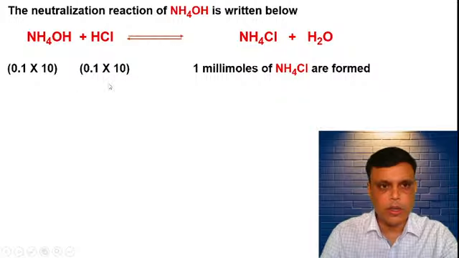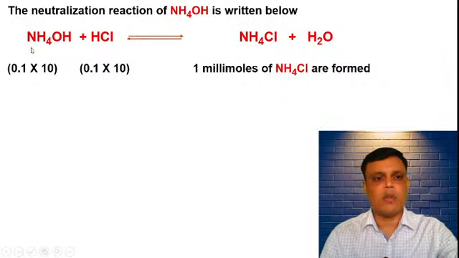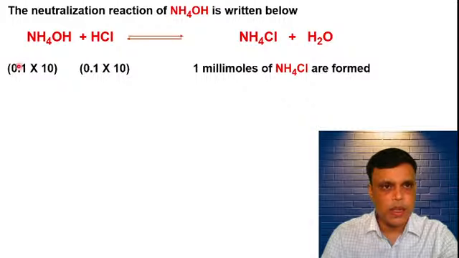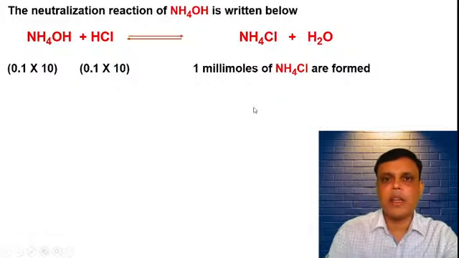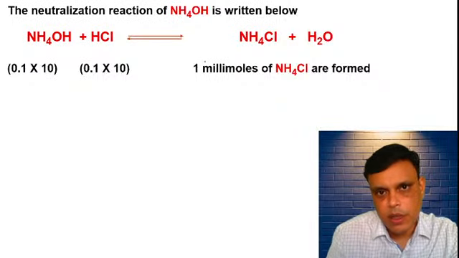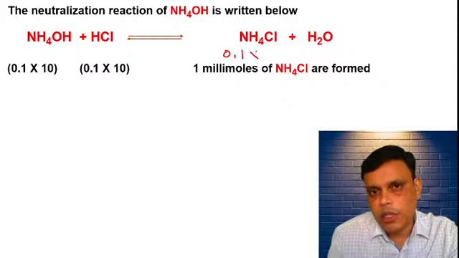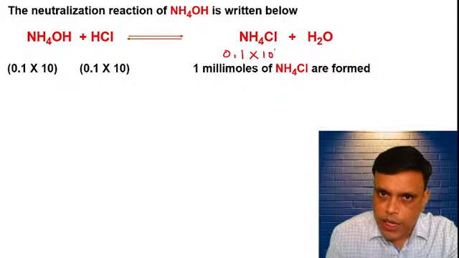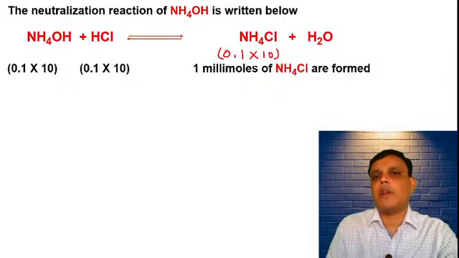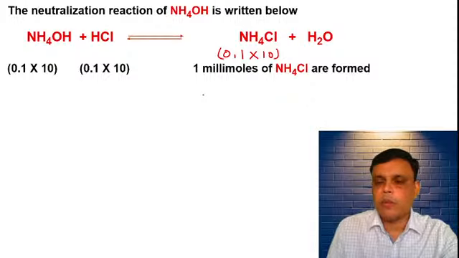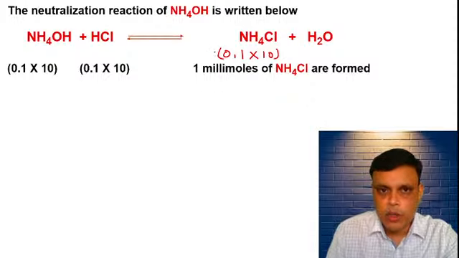How will you calculate the millimoles? That is concentration into volume. The concentration of ammonium hydroxide is 0.1 normal. How much volume reacted? 10 ml reacted. Concentration of HCl is 0.1 normal. How much volume did we add? We have added 10 ml of 0.1 normal HCl from the burette, and the same amount of ammonium chloride will get formed, 10 ml. So millimoles of ammonium chloride is 0.1 into 10, so it is 1 millimole.